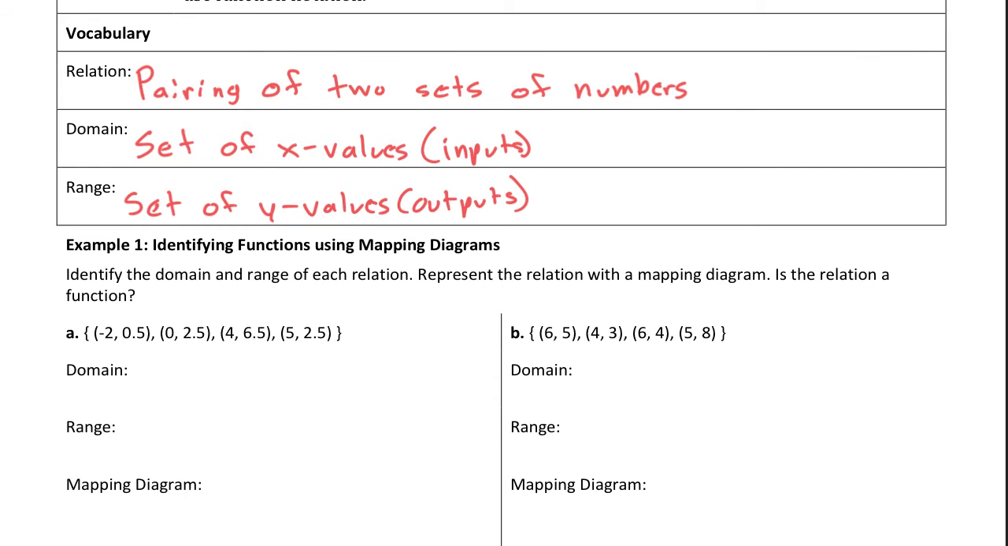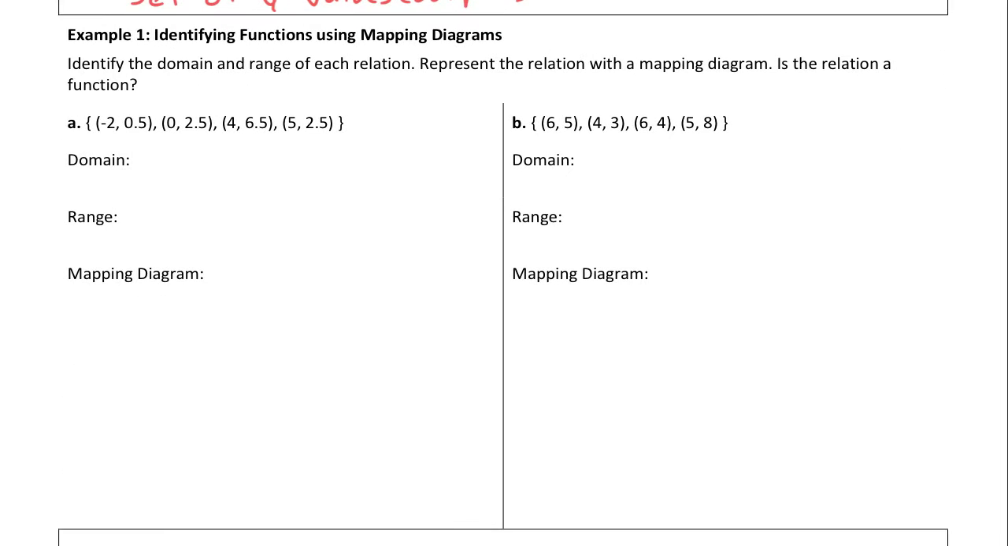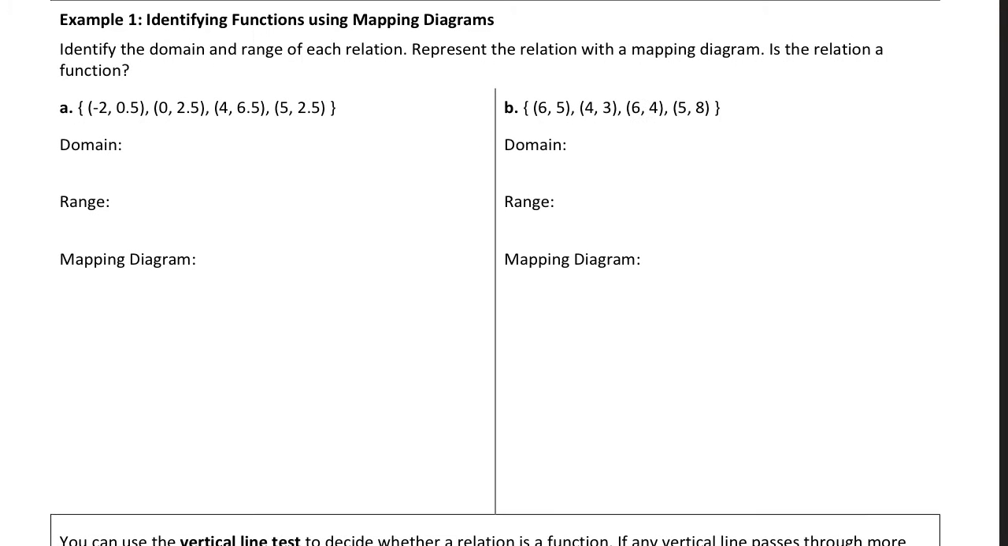Those are outputs. So in example 1, we're going to talk about how to define the domain and range and represent a relation with what's called a mapping diagram. We're going to define whether something's a relation or a function. So for part A, the domain of this is the list of x values. I'm going to highlight those in red. Our list of x values is -2, 0, 4, and 5.